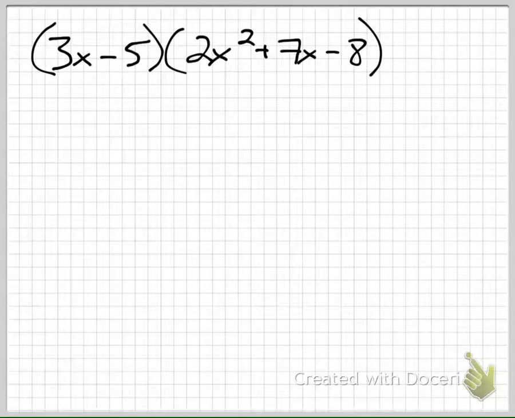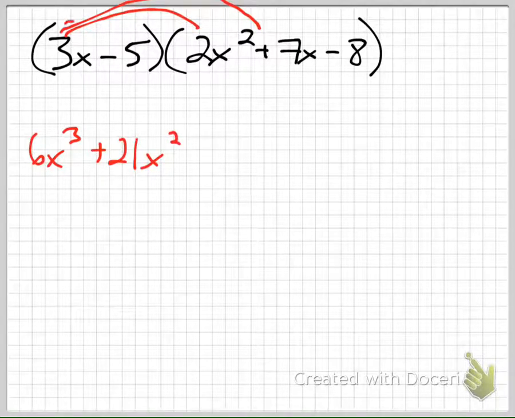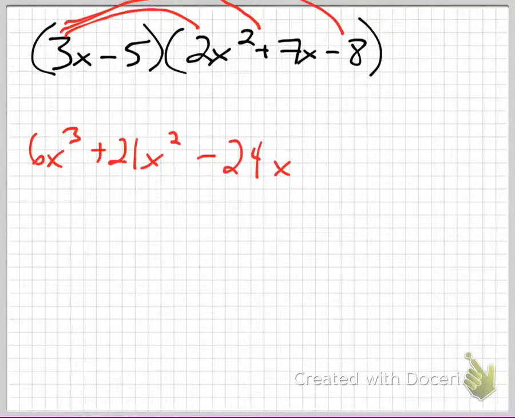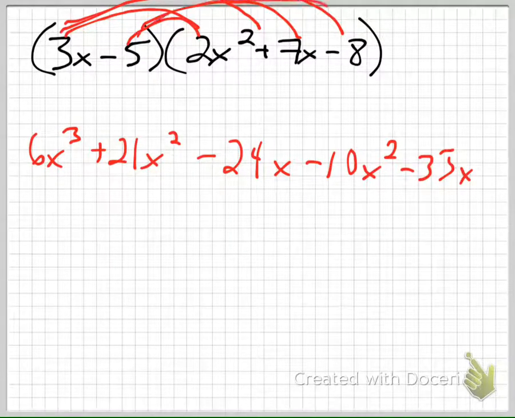All right, so here we go. Here's how it goes. We're distributing everything. 3x times 2x squared is 6x to the third, right? 3x times 7x is plus 21x squared. 3x times negative 8 is negative 24x, right? Everybody got that? Okay. Distribute this. Negative 5 times 2x squared is negative 10x squared. Negative 5 times 7x is minus 35x. And then negative 5 times a negative 8 is plus 40.